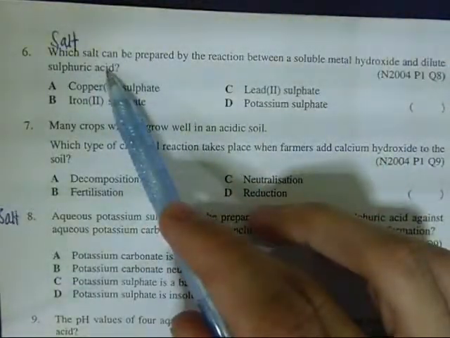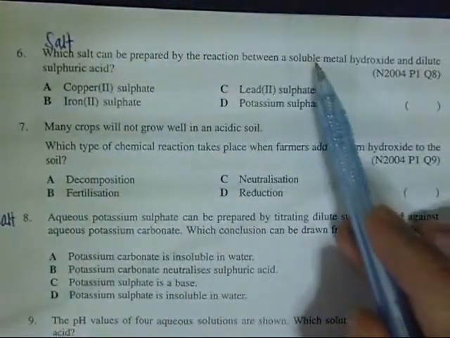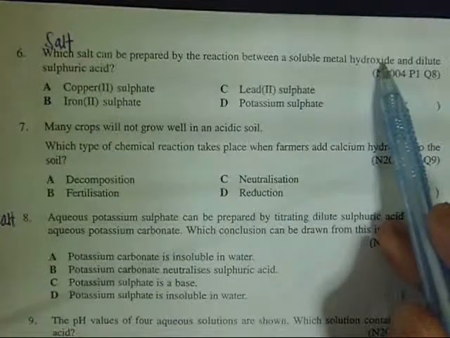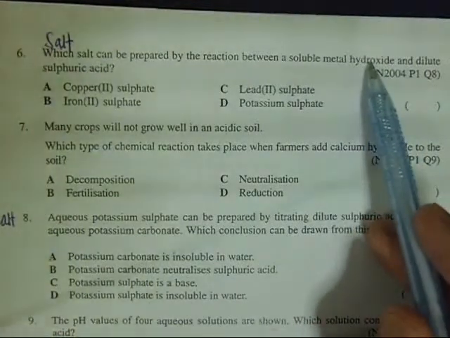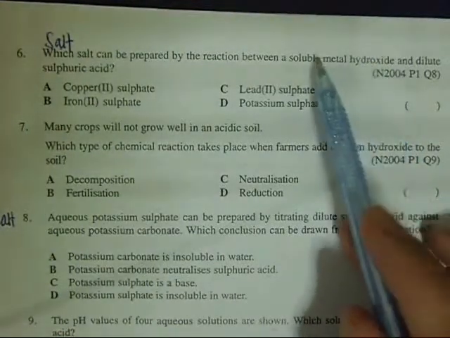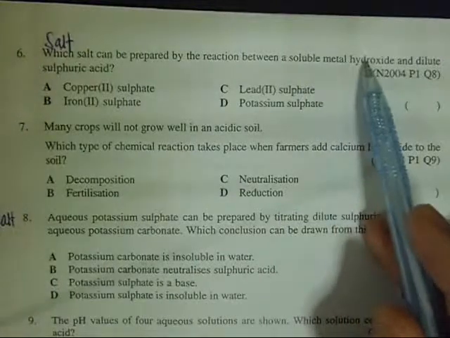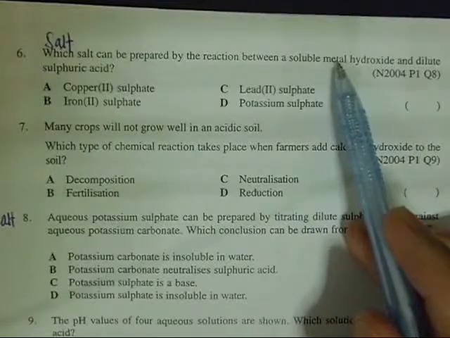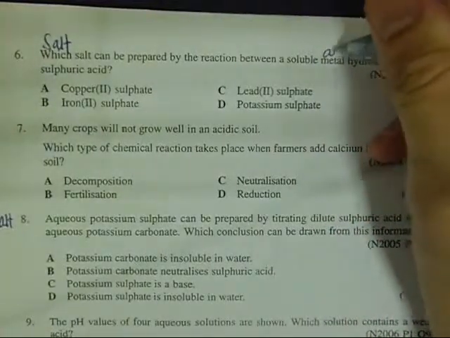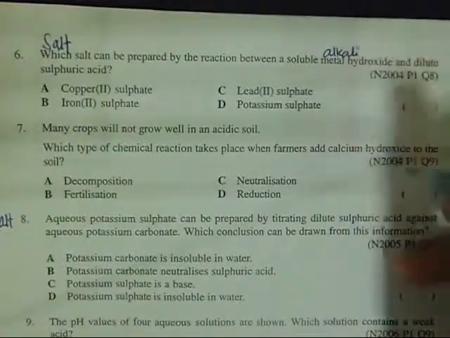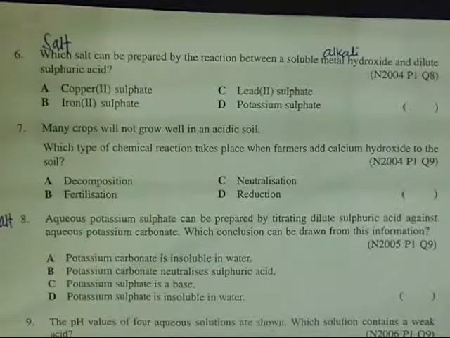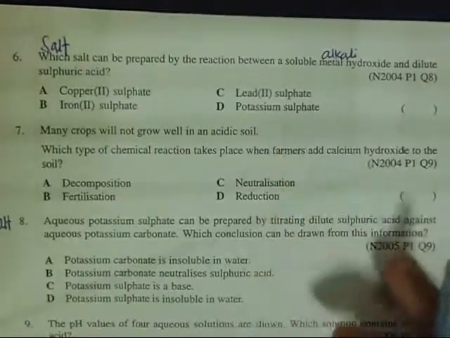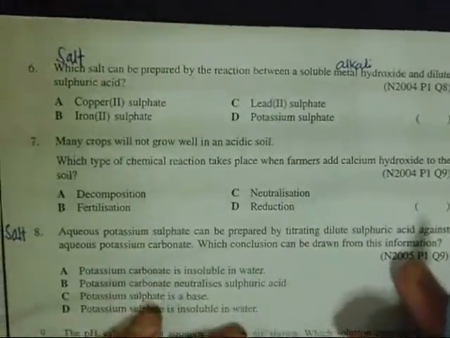sulfuric acid. Now if you recall, soluble metal hydroxide. So metal hydroxide is a base. Soluble metal hydroxide means soluble base. Soluble base is actually an alkali. So this is actually an alkali. And of course dilute sulfuric acid is an acid. So acid and alkali, you get salt and water.